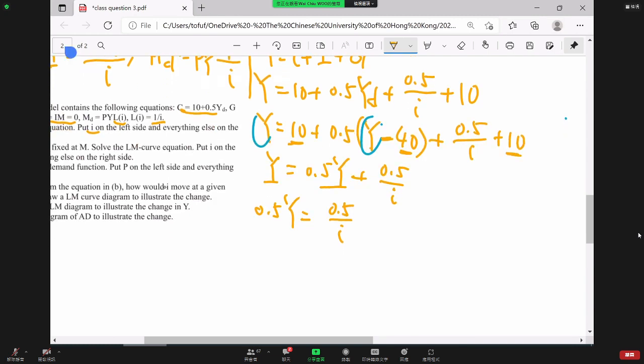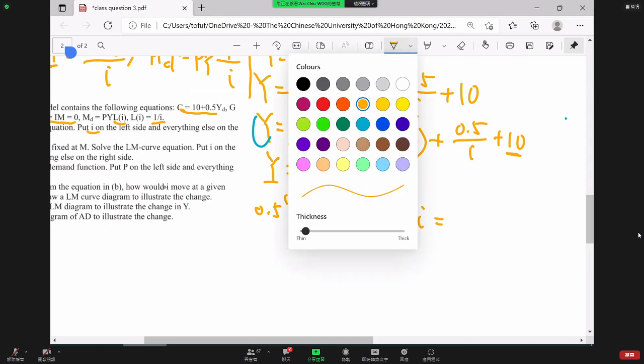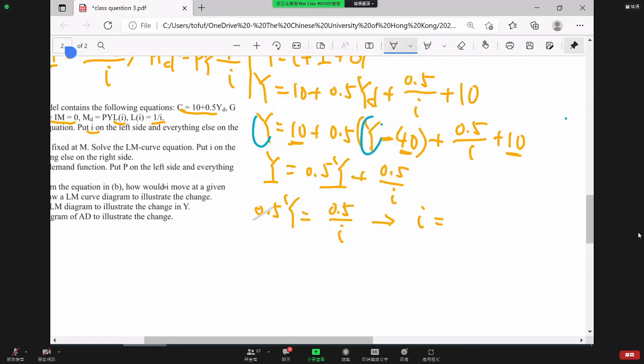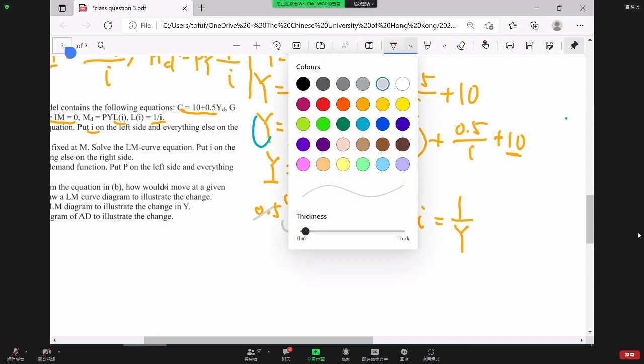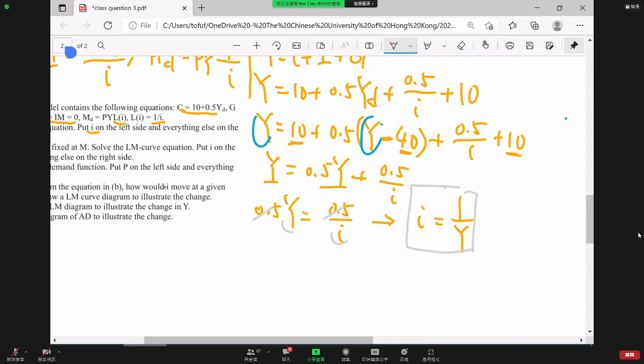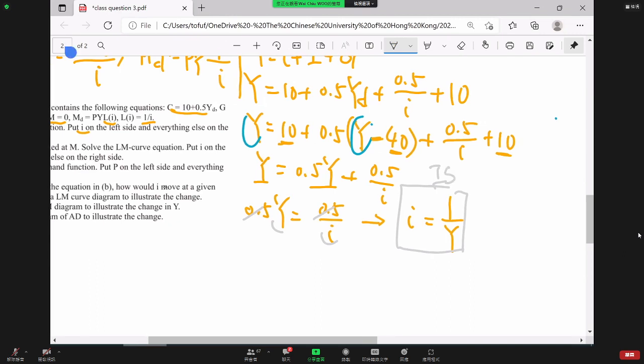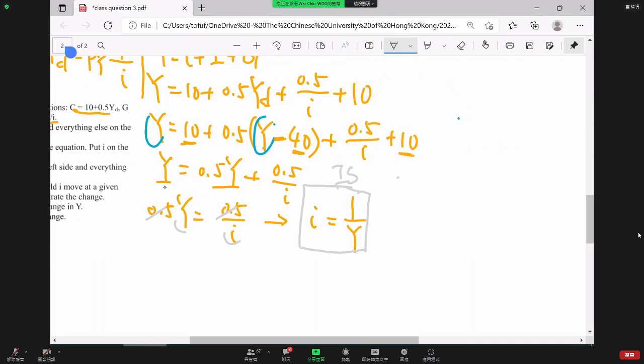Okay. Now, the final step is you just express it. Of course, you can say that this 0.5 can be cancelled out. But you just reverse the position of I, you can then get the IS curve represented by this function, which is a very simple nonlinear function. That is our answer. This is the IS curve function. And if you draw it as a diagram, you can also see the nature of this function is that it should be a nonlinear function like this.